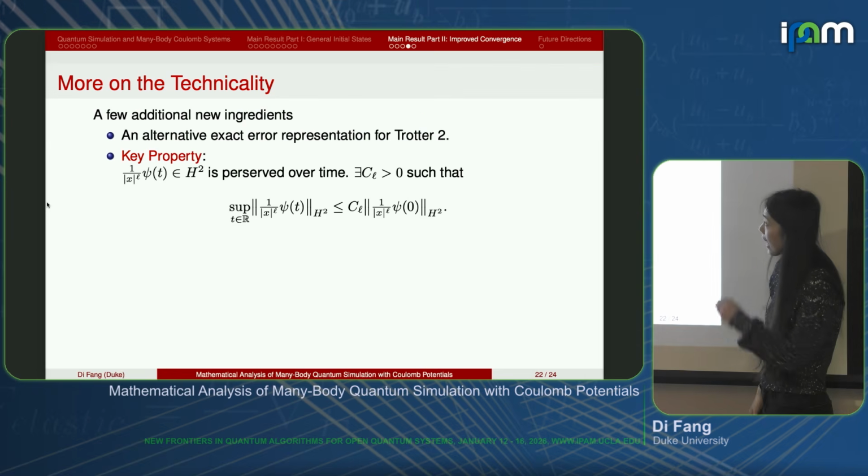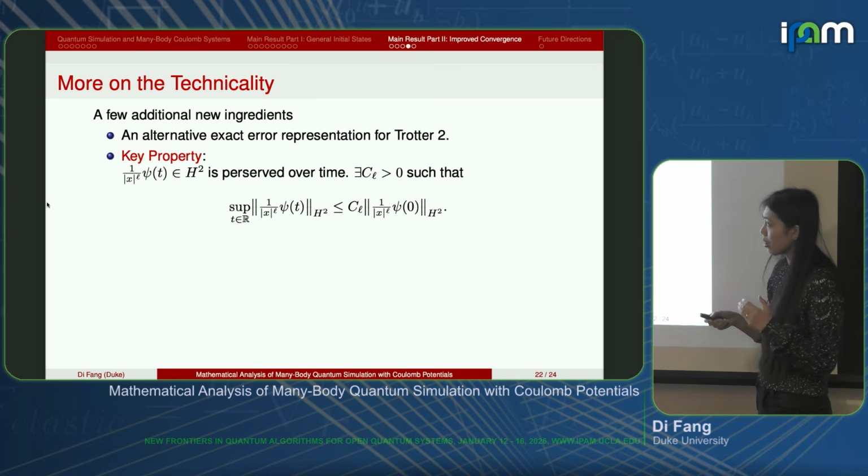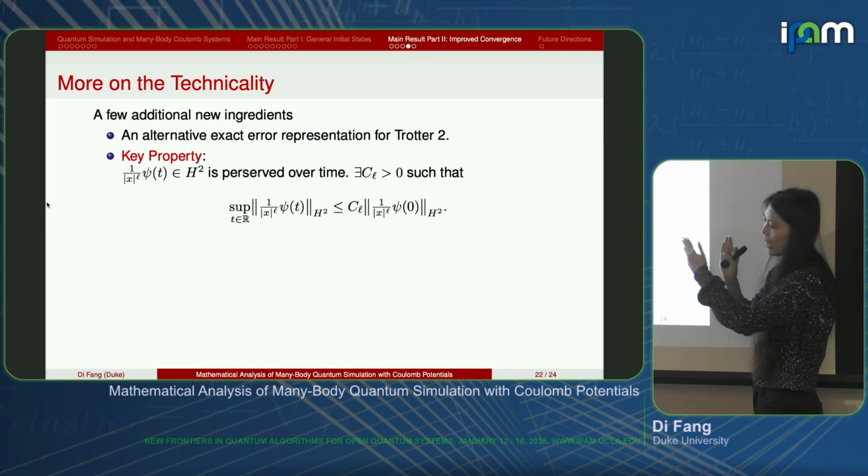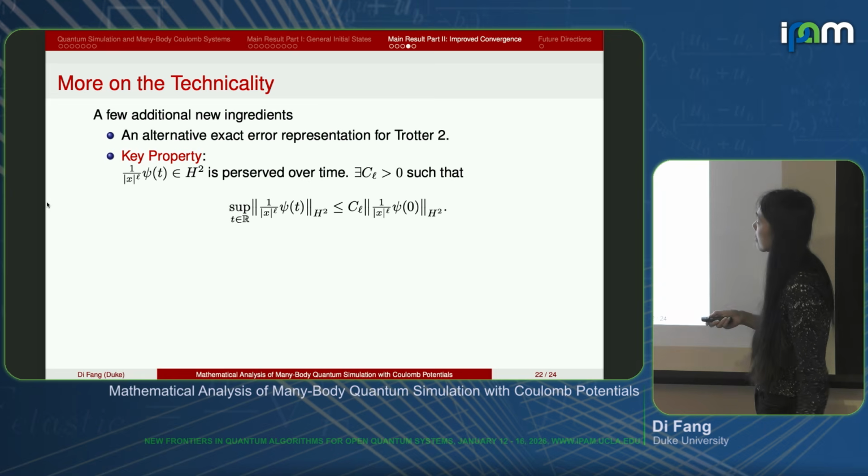So more on the technicality. For the second order Trotter, beyond the first order Trotter, where we need to use the cutoff, we need to use a Sobolev estimate, and so on and so forth, there are some additional new ingredients. Of course, we need to reformulate the exact error representation, making sure the domain is okay, everything is making sense. I will not present what they are here.